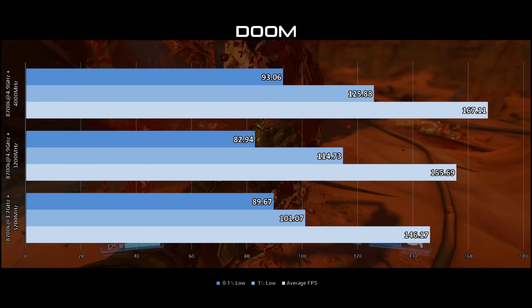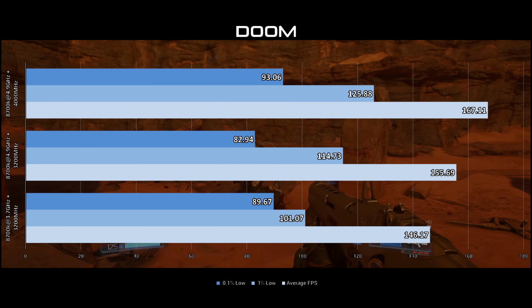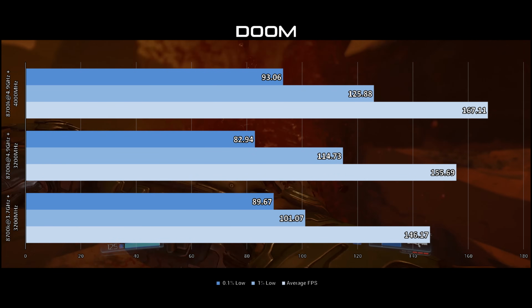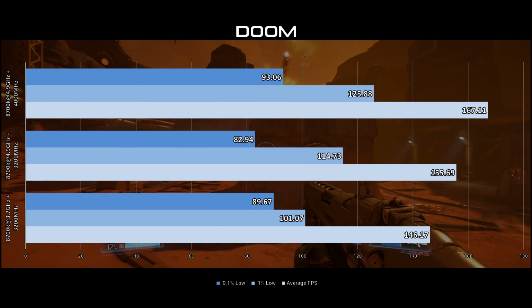Doom showed me the results that I expected to see out of this kit across all the gaming titles, however, that really didn't pan out. What I got out of Doom was about a 7.8% increase from 156 frames per second to 167.